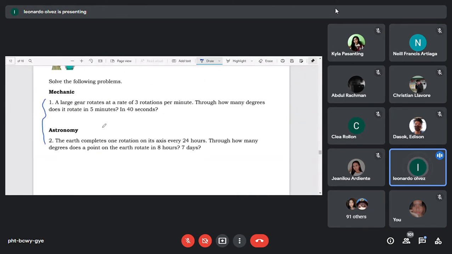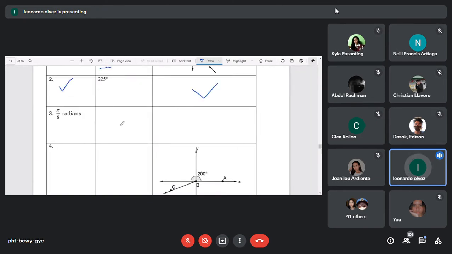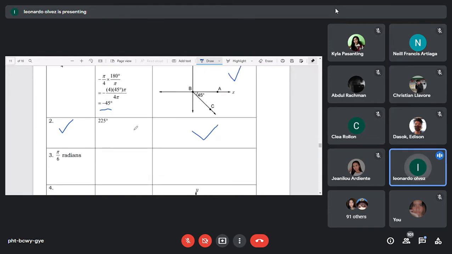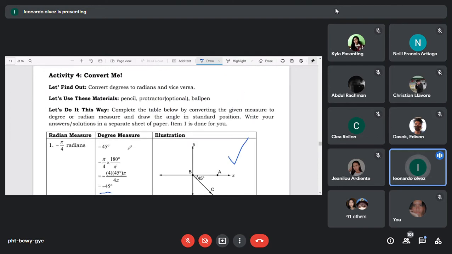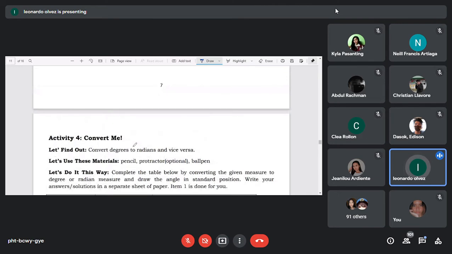So again, in this module, you are now acquainted with what angles look like in a unit circle, and the measurement of an angle, either in radians or degrees, and converting the measurement vice versa, degrees to radians and radians to degrees. That is it for Module 1.